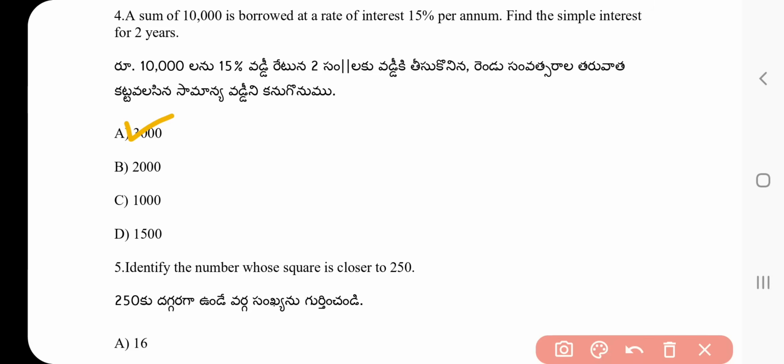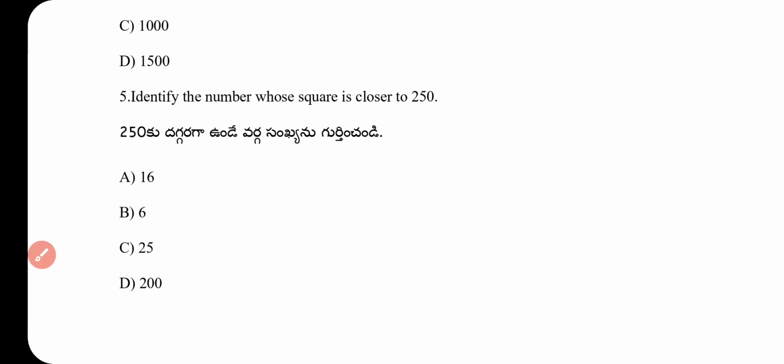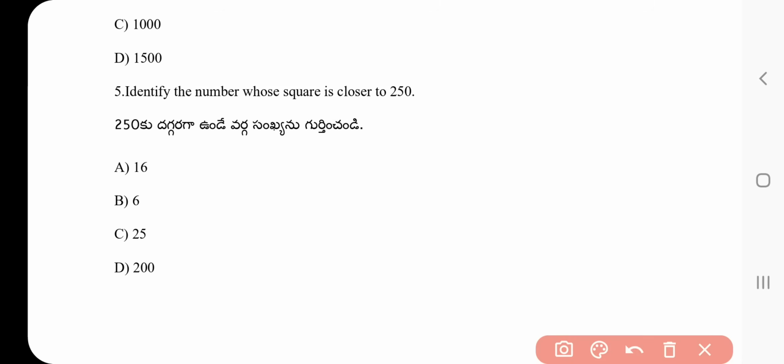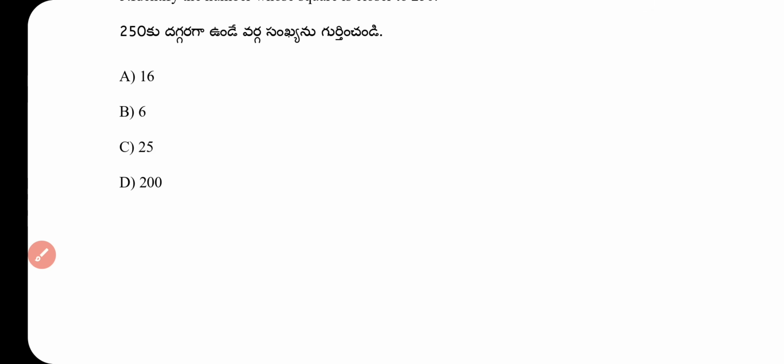Identify the number whose square is closest to 250: 16, 6, 25, 200. Which is the correct answer? Correct answer 25. Option C is the right answer of question number 5.